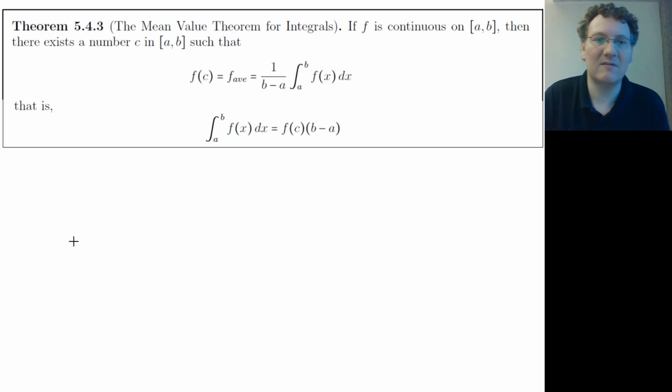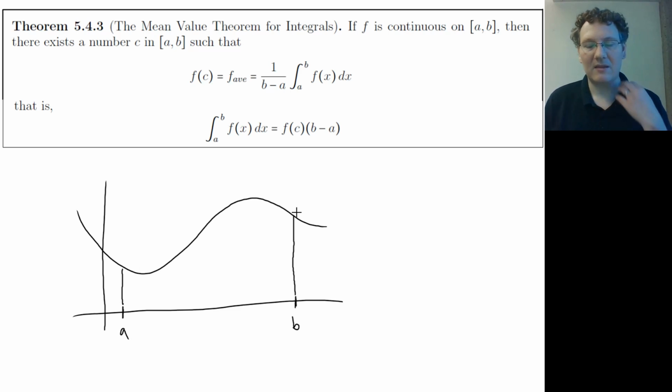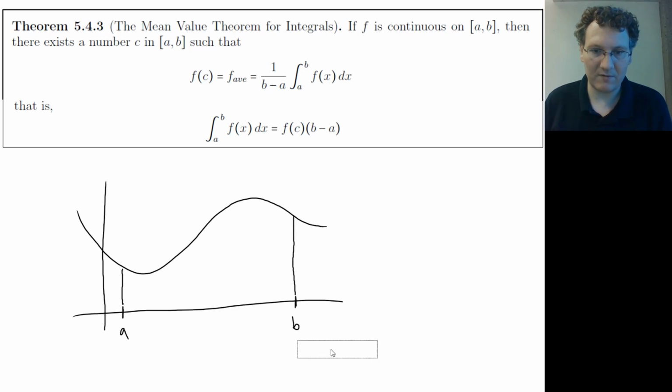Okay, so this is for the average value of the function. The idea is that you have some interval here from A to B, and you're able to calculate the average amount. Let's actually move this over.